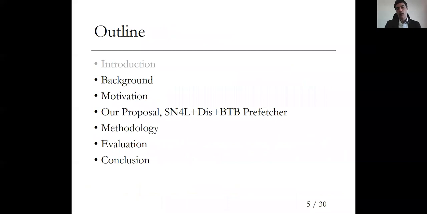Here is the outline for the rest of the talk. First, I'm going to introduce you to some of the important related work in the area of instruction prefetching. Then I'm going to talk about the idea behind our proposal. I introduce you to our proposal. I talk about the methodology of the evaluation. I show you some results, and finally, I conclude.